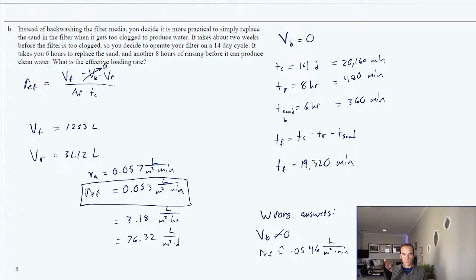So what I was checking is, did you appropriately count VB as 0? So if you got it close, you will have recognized that the fact that we weren't taking much, like if you used a loading rate and used that 6 hours, that would not be a lot of water, that would not impact your effective loading rate by a lot, given that this is a 14-day cycle. But you were still solving the wrong problem or providing the wrong procedure for it. So if you got points off and you felt like you were very close, check on that, because that's the reason I was taking off points.